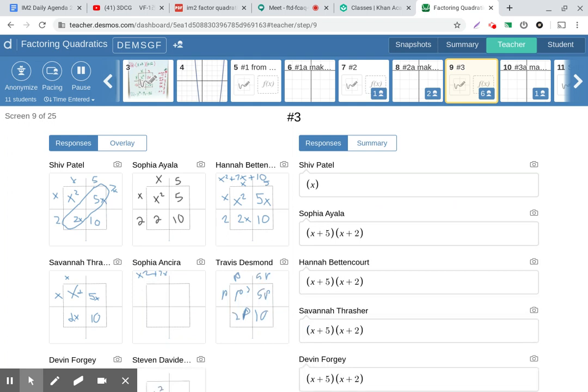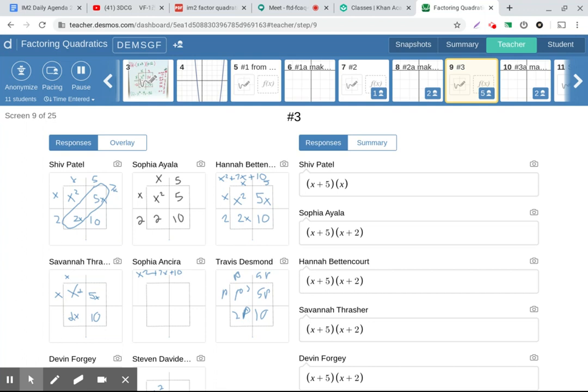So what I want you to know is what you're doing here. You're factoring it so that you can find the x-intercepts. Really easy. Okay, and you can verify that. Okay.